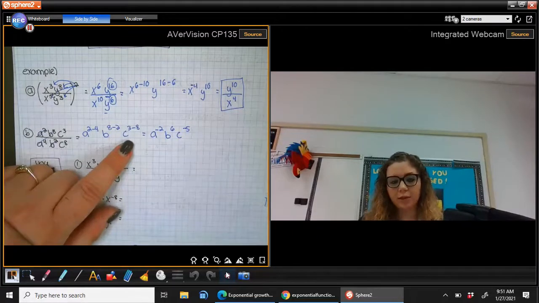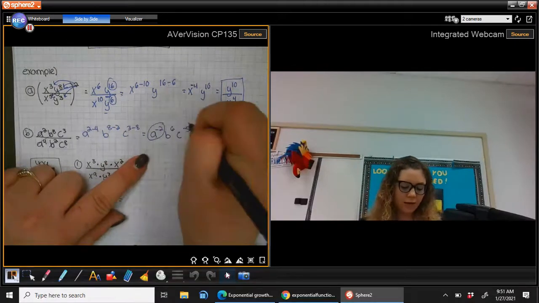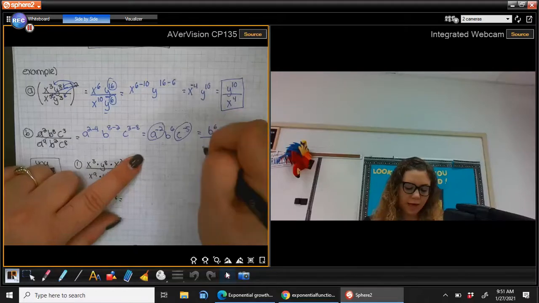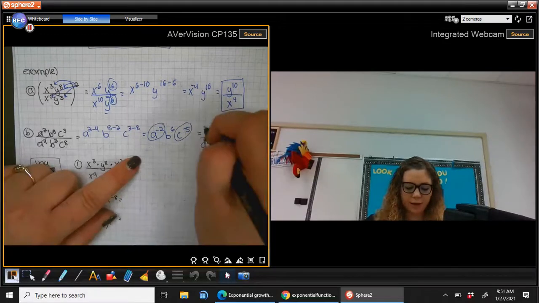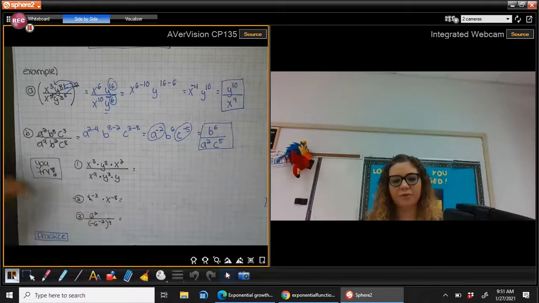Not done yet because I don't like negatives, so I'm going to change the location for these two negatives. So I'm going to have B to the 6 over A to the positive 2 and C to the positive 5. Okay, and this is my final answer. There's nothing left I can do to simplify it any farther.